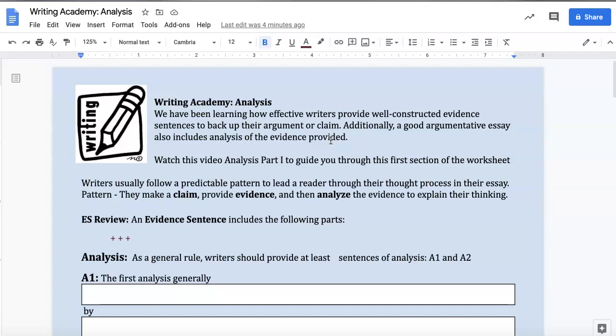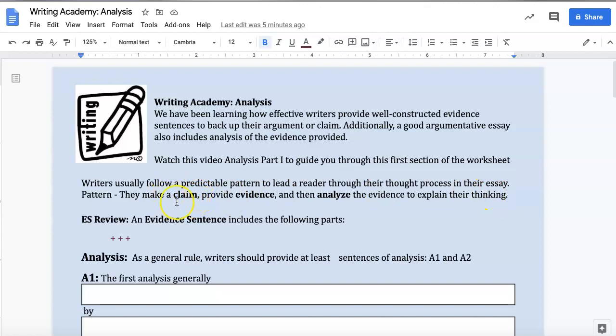So usually when you read or write an argumentative essay, you will notice that writers usually follow a predictable pattern to lead the reader through their thought process in their essay. And here's what the pattern usually includes. Usually they make a claim, then they provide evidence, and then they analyze that evidence to explain their thinking.